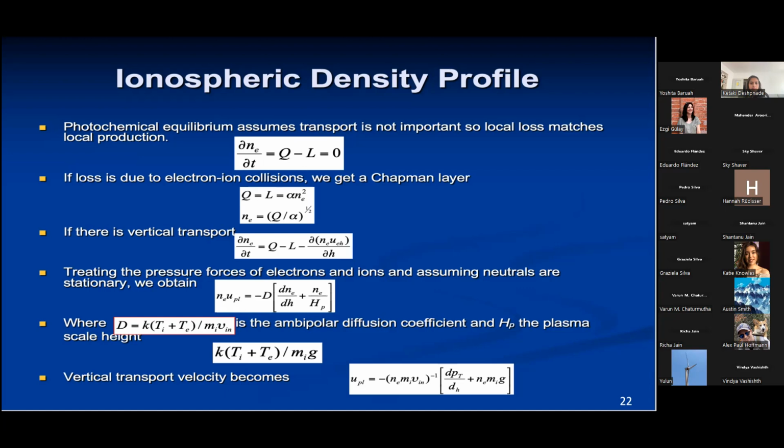If you look at it in a large sense, that's sort of the definition of how they diffuse up and down the magnetic field lines. And again, this H_P that you have here, that's the plasma scale height. So remember that. And then we have vertical transport velocity becoming this equation down here. And if you put all of this in, you can actually generate the ionospheric density profiles that we have in the ionosphere.